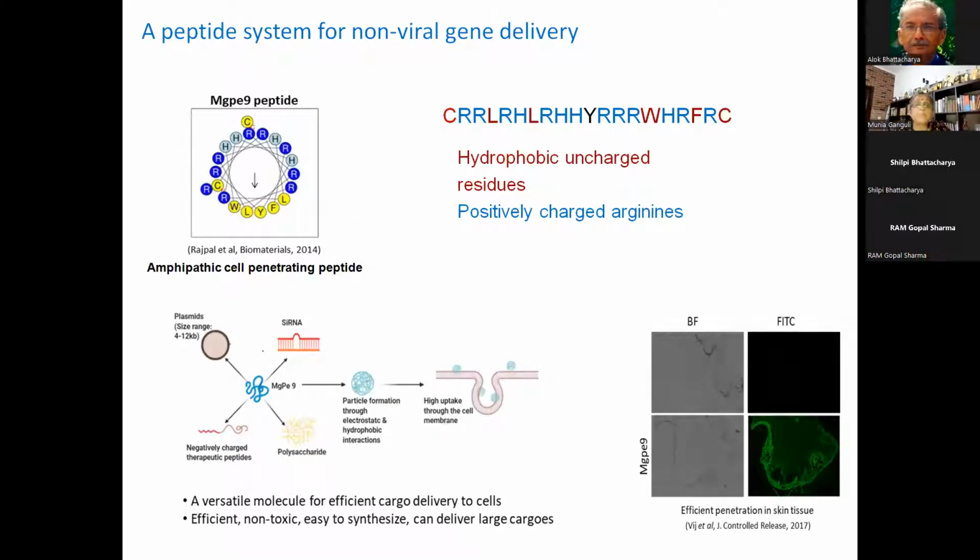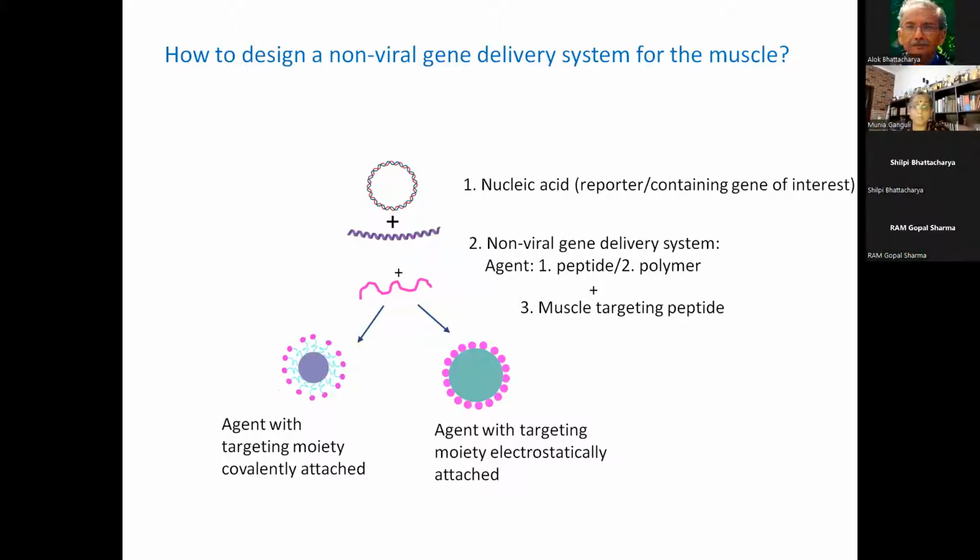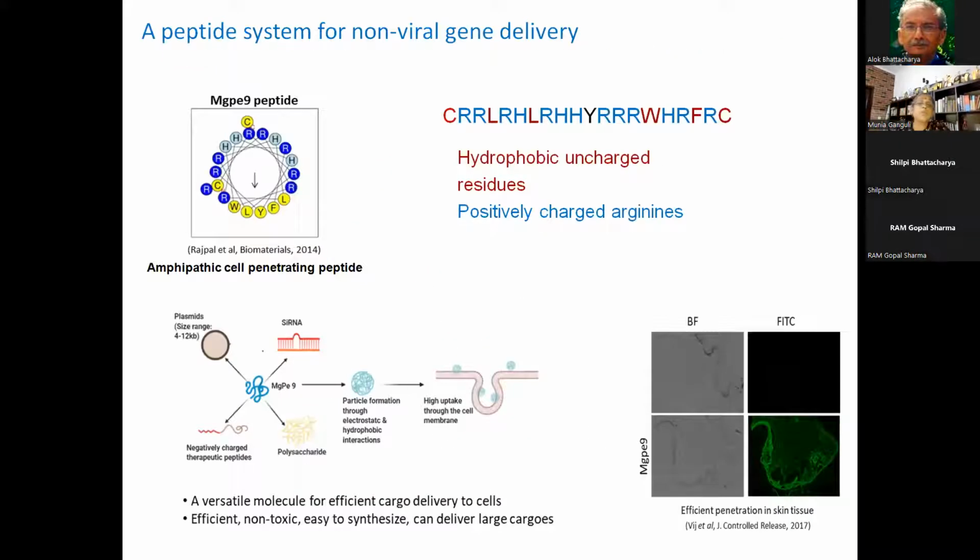So let me now go through these two systems, number 2 here, that I mentioned, a peptide-based system and a polymer-based system. This is the peptide-based system that we have developed in our lab. It's an amphipathic peptide. It has some positively charged residues, positively charged arginines, and some hydrophobic uncharged residues. And we have found that this peptide can form nanocomplexes with different kinds of biological molecules, not only DNA, but also siRNA, some therapeutic peptides, and some polysaccharides.